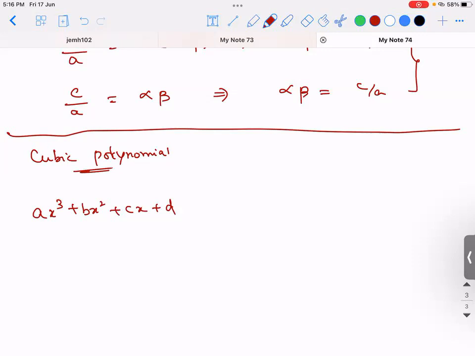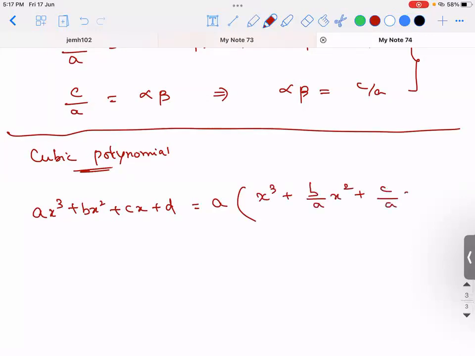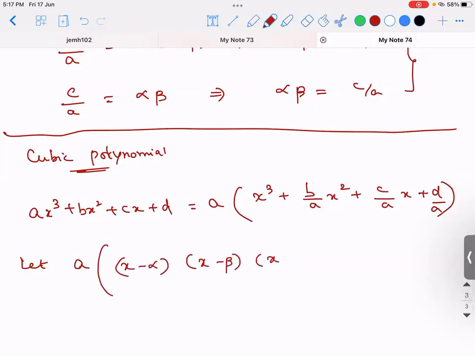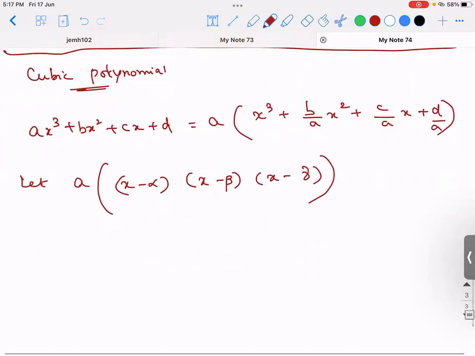So what should be the first step? Tell me. Same procedure: I should take out a. Correct. Then d by a. Let this expression be equal to a into, you tell me, how many factors am I supposed to introduce? Correct. Now we'll concentrate only on the right hand side: a into x minus alpha into x minus beta into x minus gamma.